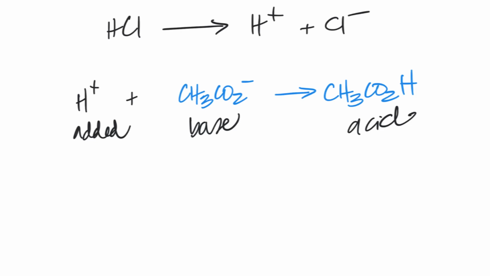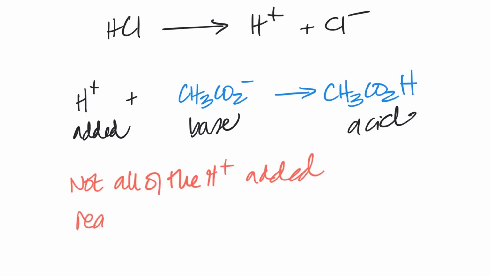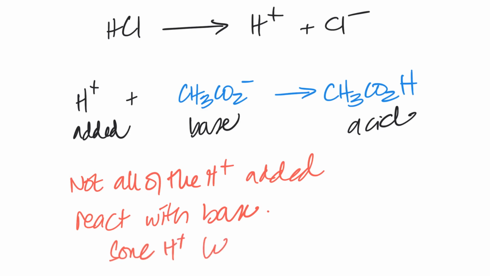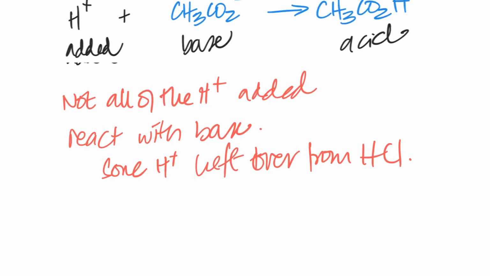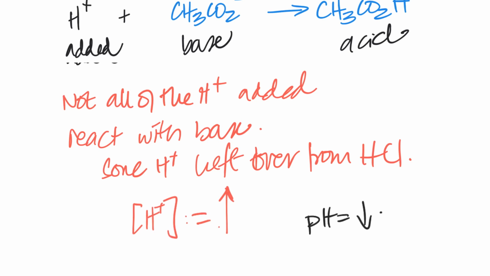So what I'm saying is here that not all of the H plus ions added will react with the base. And the reason for that is there's not enough base. So some H plus ions are left over from HCl. And if they are left over, what will happen? They will increase the net concentration of H plus ions. And what does that mean? It means the pH will decrease. And if that happens, then this is not a buffer.